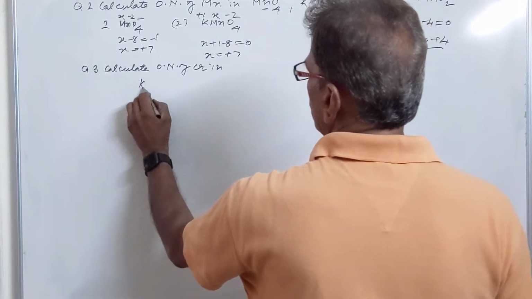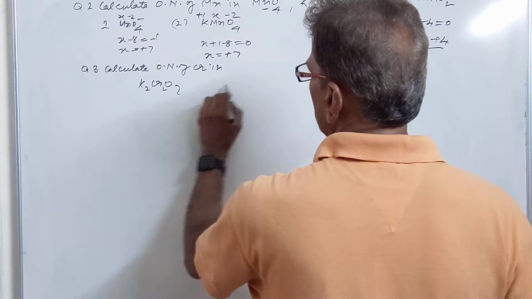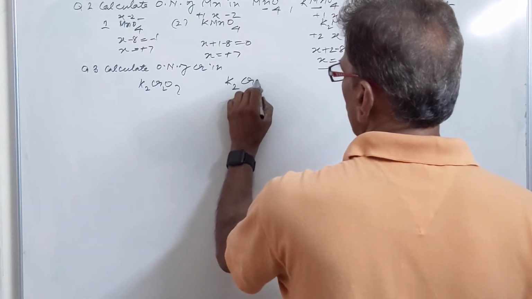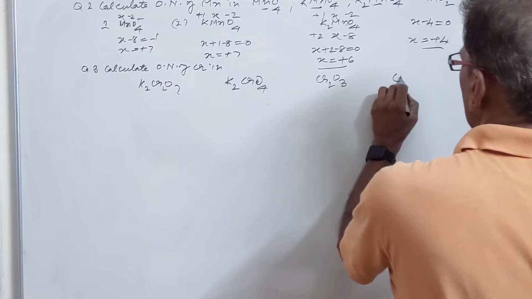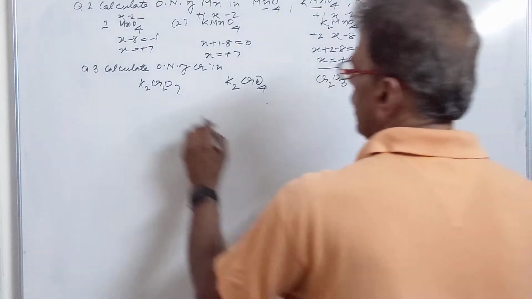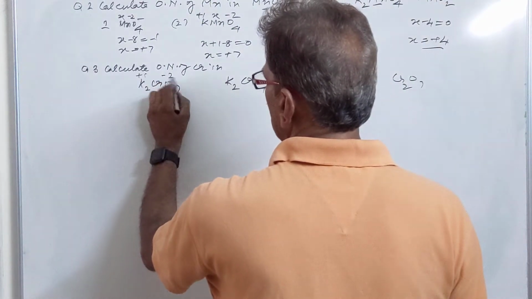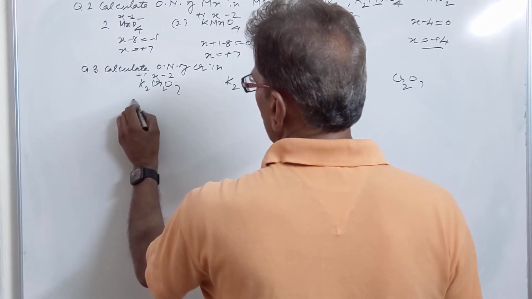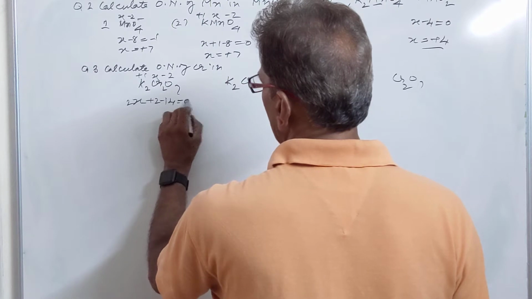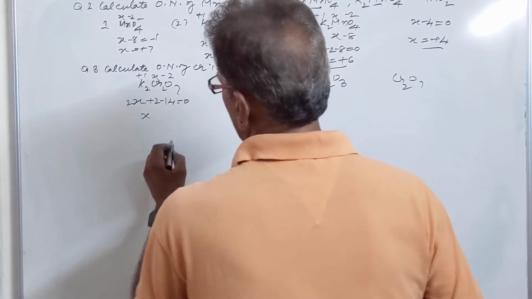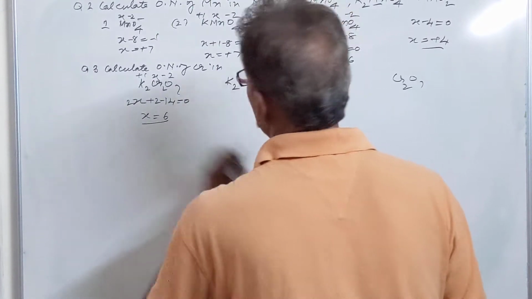In K2Cr2O7, K2CrO4, Cr2O3, Cr2O7. Here it is plus 1, minus 2, x: 2x plus 2 minus 14 is equal to 0, so x will be equal to 6.